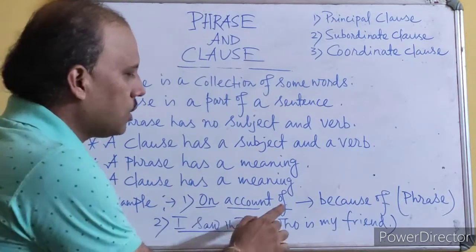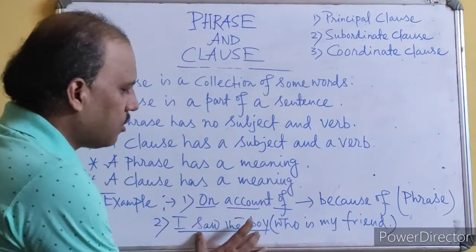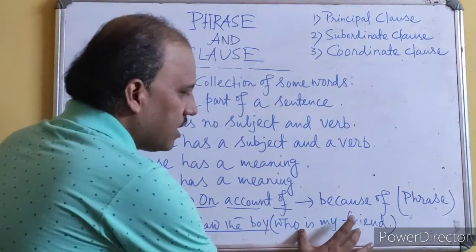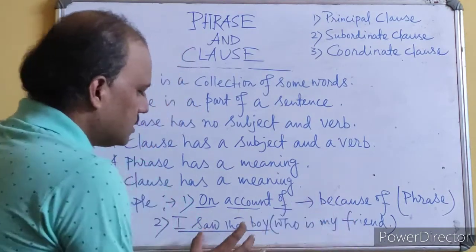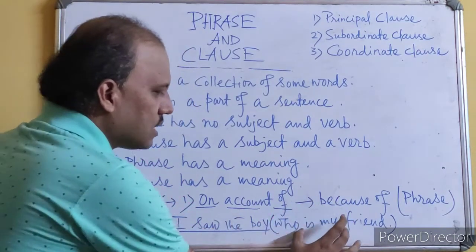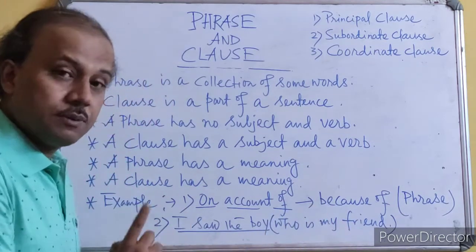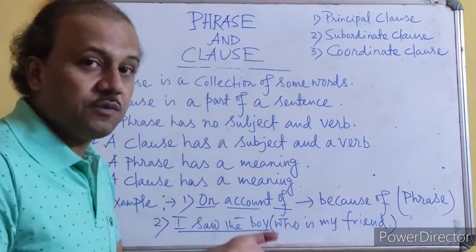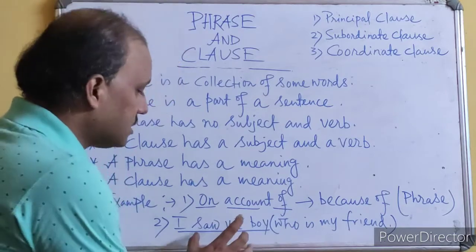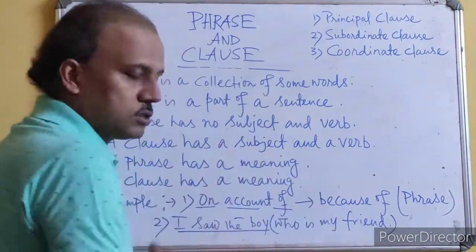I saw the boy who is my friend. I saw the boy is a clause, and who is my friend is a clause. This is a principal clause and this is a subordinate clause. What is a principal clause and what is a subordinate clause? We have to find out later. But this is a principal clause and this is a subordinate clause.